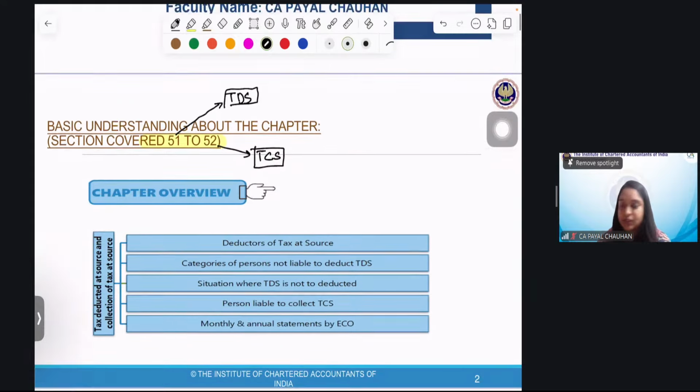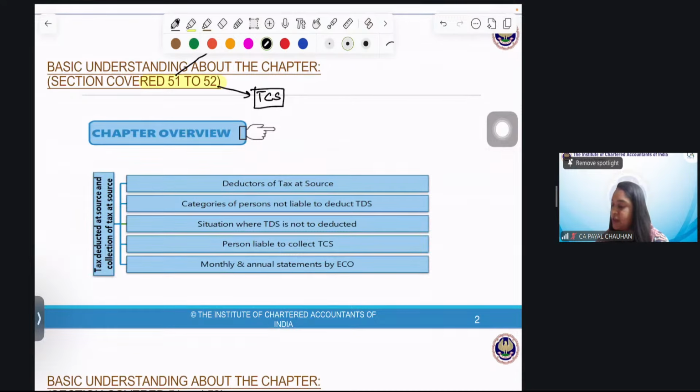First of all, what's there in the chapter? We'll see first: deductor of tax at source. Is everyone liable to deduct TDS under CGST? The answer is no. There are certain bodies who are required to deduct TDS. We'll read about them. Then category of persons not liable to deduct TDS, when TDS is not required to be deducted, situations where TDS is not to be deducted.